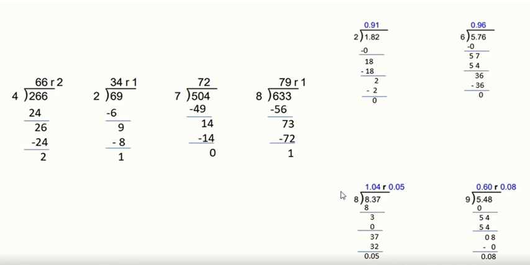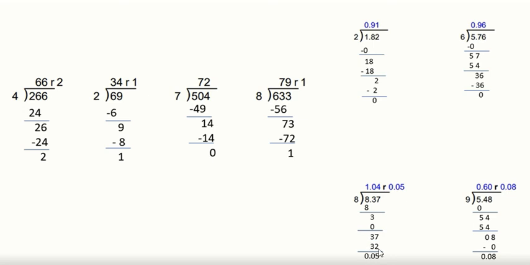Now we want to know how many multiples of 8 you can get out of 37, either at 37 or less than 37. In this case, you can get 4. So you're going to write your 4 above this last number, because that's the last number you had to work with and to divide. Now you're going to multiply: 4 times 8 equals 32. And then you're going to subtract 37 minus 32.